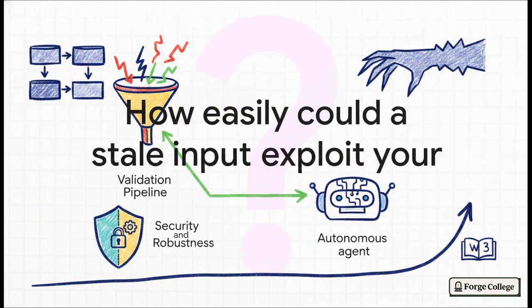If your validation pipeline fails to catch stale or manipulated inputs, how easily could your autonomous agent be exploited? Well, we are going to dive deep into the answer to that exact question in our next lesson on security and robustness.